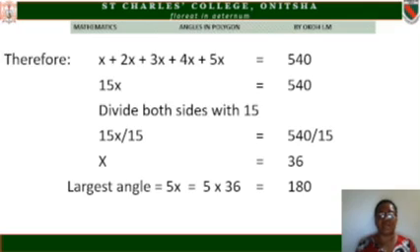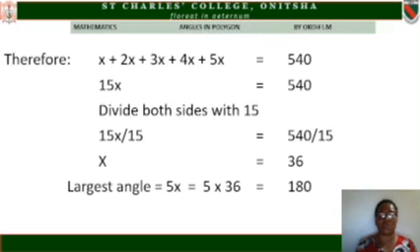Divide both sides by 15, that is the coefficient of x. 15x divided by 15 will give us x, and 540 divided by 15 will give us 36. Then x is now equal to 36 degrees.